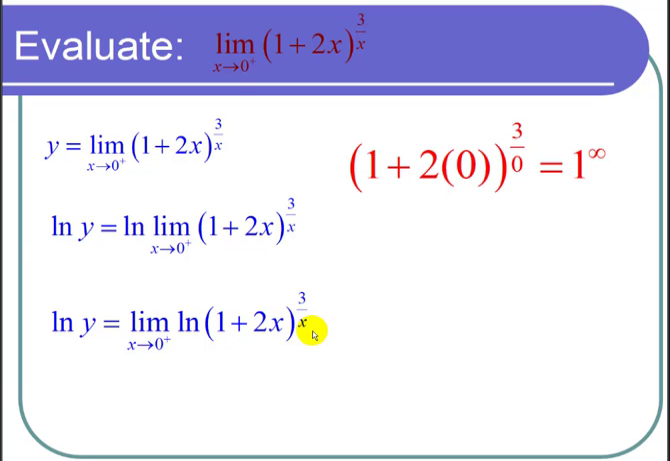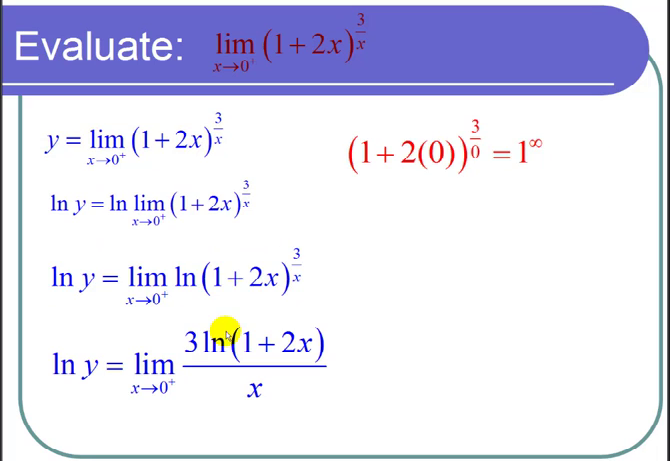The purpose of this is when we have an exponent, the natural log simplifies. We can use the power rule for logs and bring the 3 over x over. And what I get is the 3 over x and then times the natural log of 1 plus 2x.